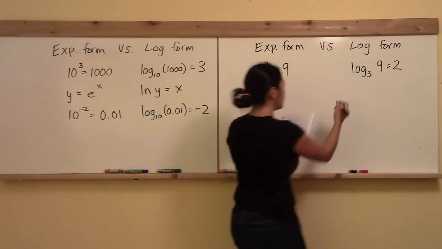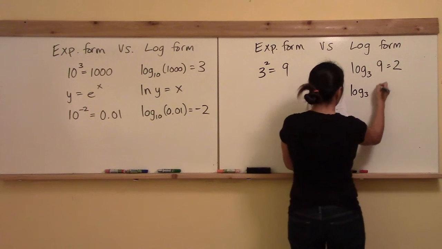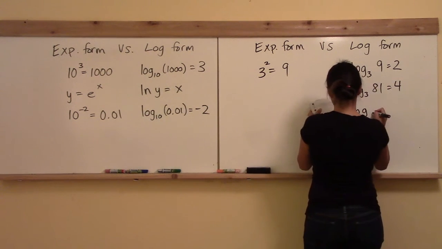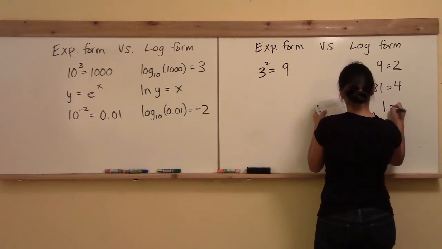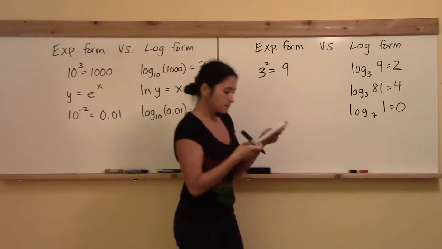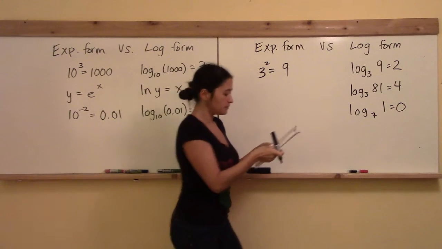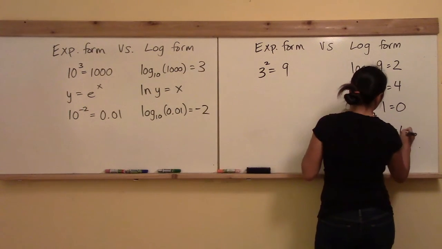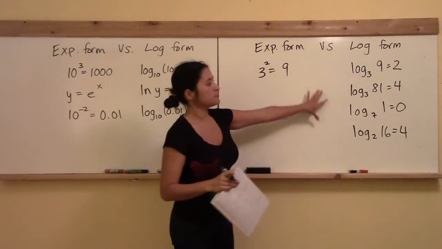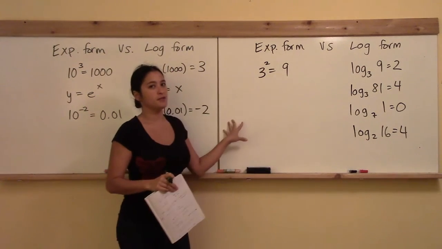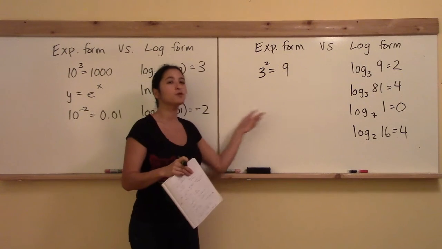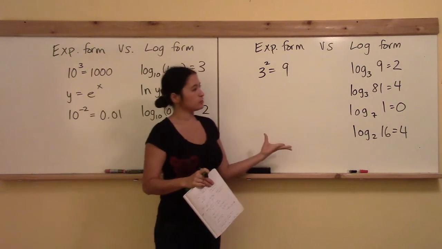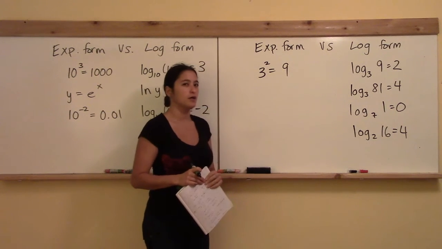Okay, so let me do some more. What about the log base 3 of 81 equals 4? Or what about the log base 7 of 1 is equal to 0? Actually, let me give you one more: the log base 2 of 16 is equal to 4. So take all these logarithmic forms and now write them as exponential forms. I think they'll make more sense in exponential form. And I gave you some that maybe will look familiar to you as well to help.